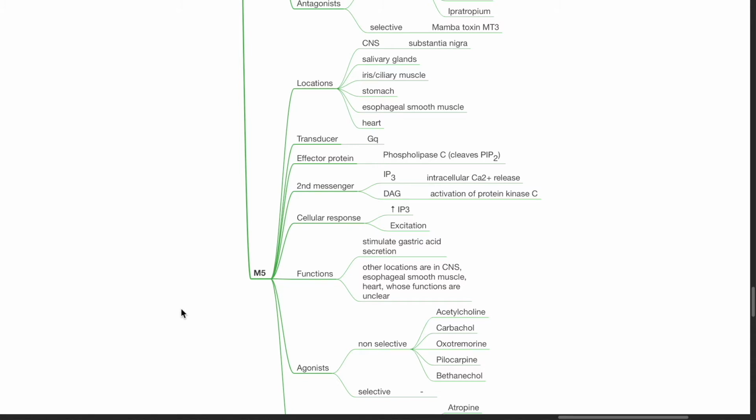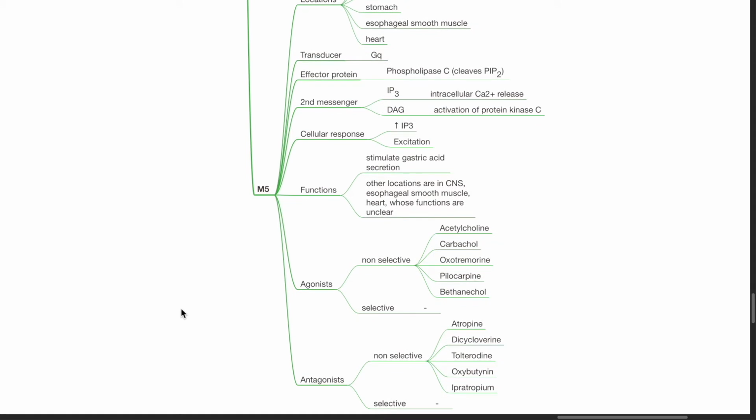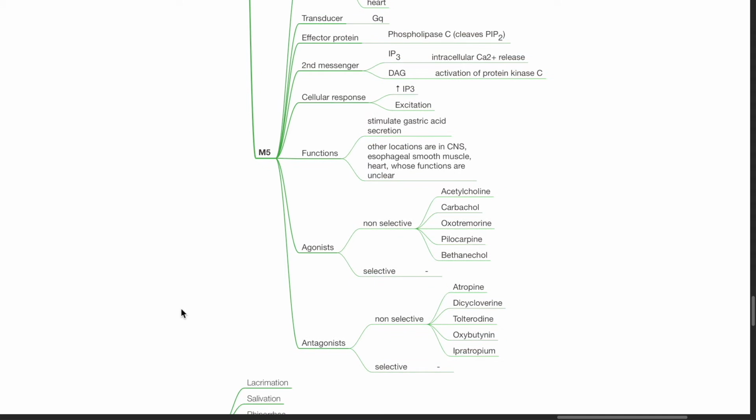Cellular response to M5 activation is increased IP3 and excitation. M5 functions include to stimulate gastric acid secretion. However, M5's function in other locations is unknown.